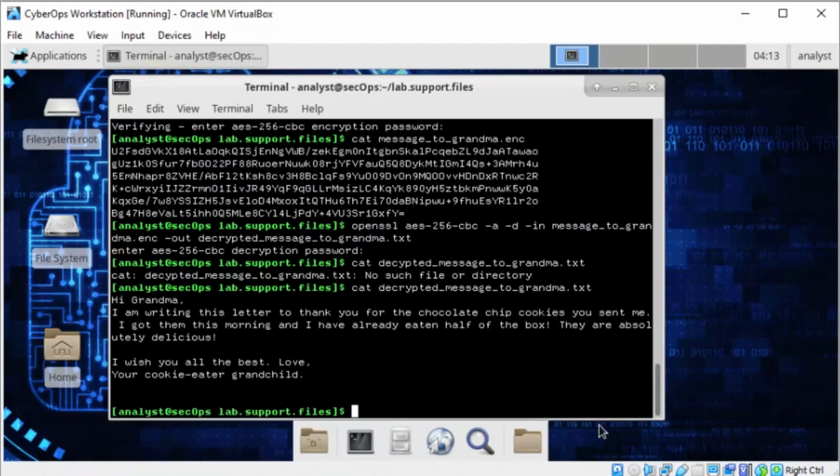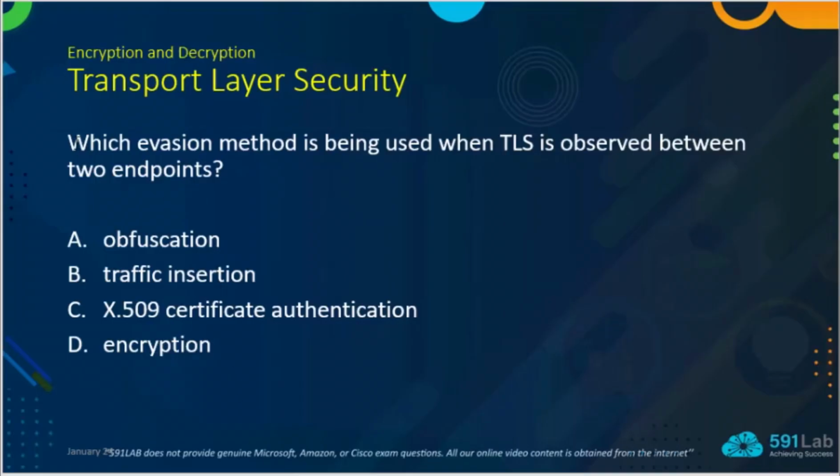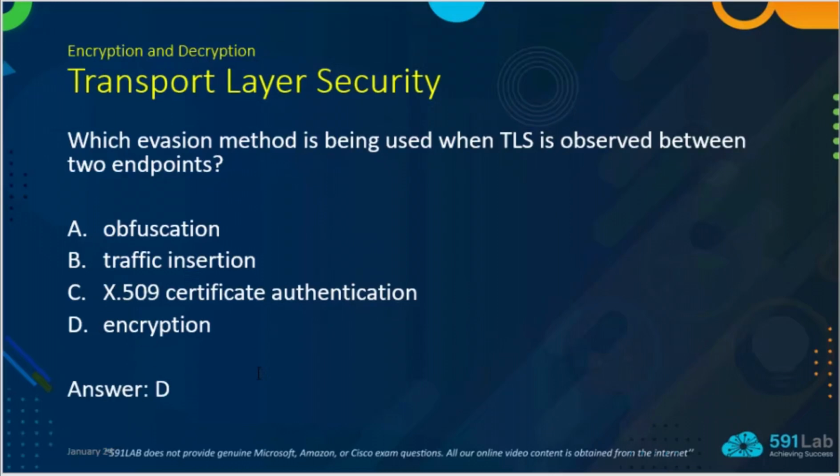So we are going back to our question now. We can see what TLS is doing within the two endpoints, which is basically encrypting. Which evasion method is being used when TLS is observed? When TLS is observed within two endpoints, it is encryption that we observe there. Let's move into our next question. Our answer here is D.